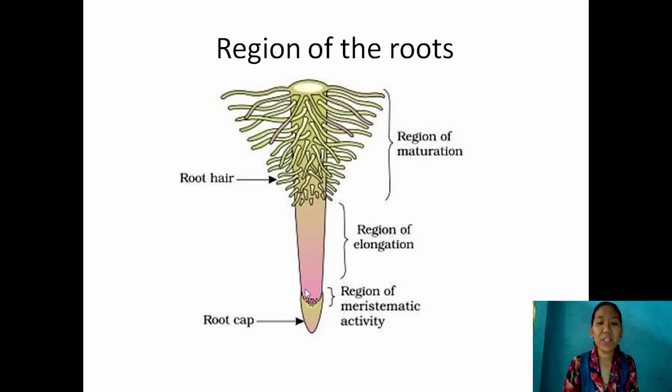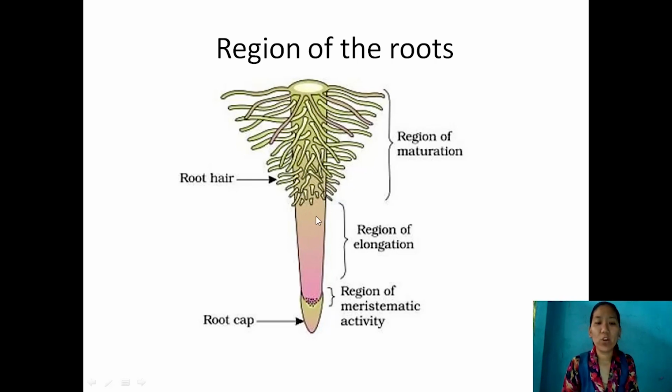As they increase in number, some of them undergo elongation. They increase their length, the cell wall starts to thicken, and the protoplasm becomes less dense.